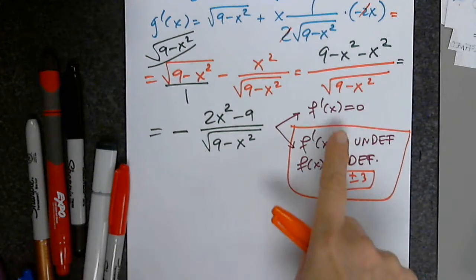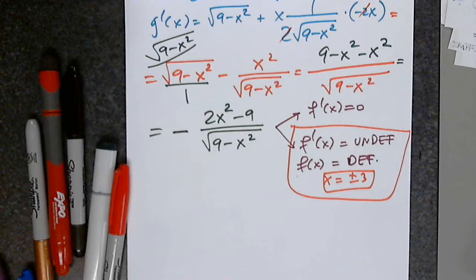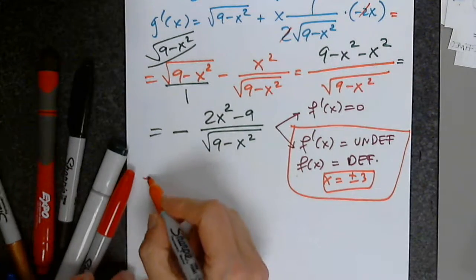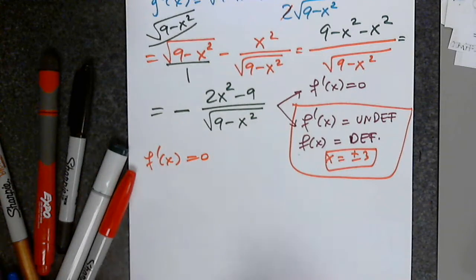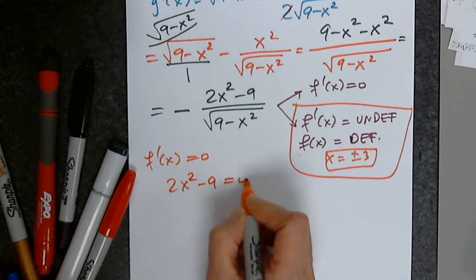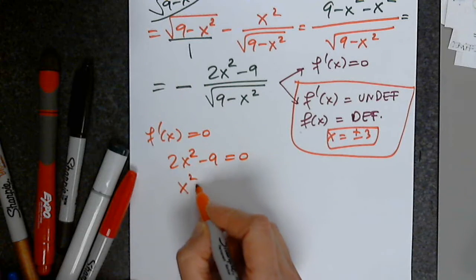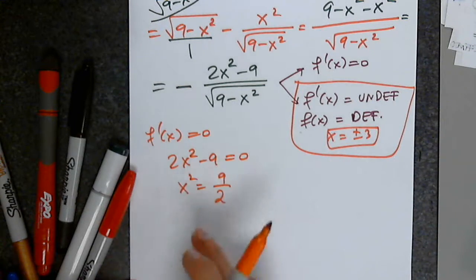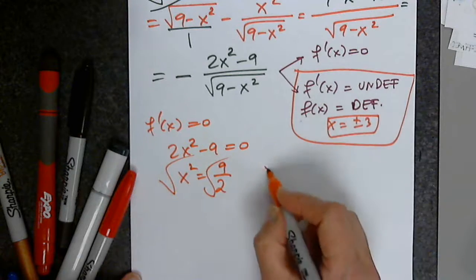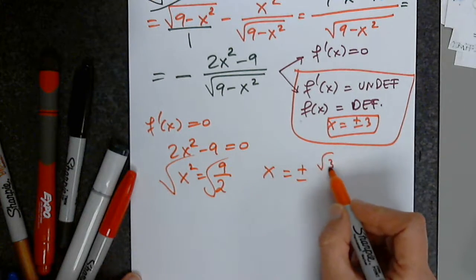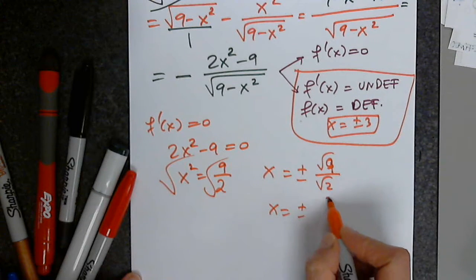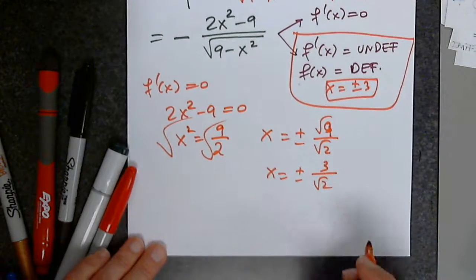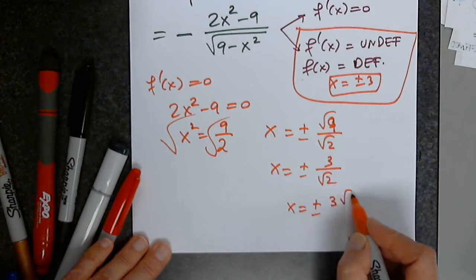Perfect. So now I still have critical numbers coming from f prime being 0. When is a fraction 0? Exactly. When 2x squared minus 9 is 0, which means x squared equals 9 divided by 2. I move 9 divided by 2, and I take the square root. So x equals plus or minus the square root of 9 over the square root of 2, or x equals plus or minus 3 over the square root of 2, and I would rationalize. So 3 square root of 2 over 2.